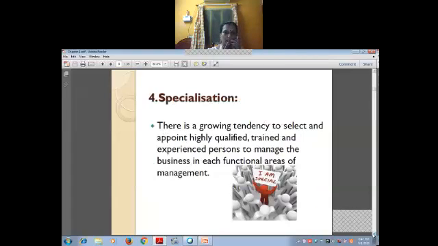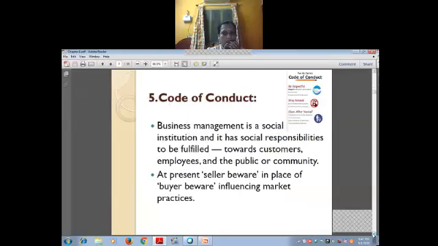Specialization. There is a growing tendency to select and appoint highly qualified, trained and experienced persons to manage the business in each functional area of management. For example, if they are appointing a manager, he should be a well qualified person and an experienced person. Then only he can manage all the people, all the workers, isn't it? So that much capability he should have. And then code of conduct. How he should be: a focused person, a respectable person, a clean, reputable person.